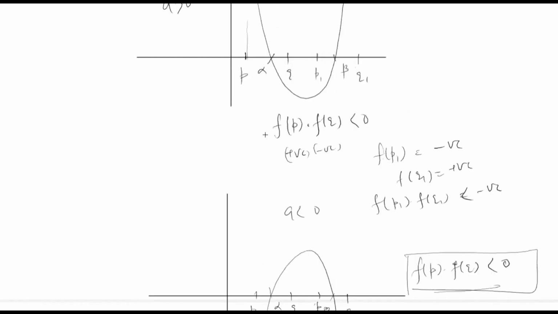In both the cases, if you want exactly one of the roots to lie between these numbers p and q, the product of f of p into f of q should be less than 0, and of course delta has to be greater than 0. Then only you will get two roots. Otherwise, there is no chance of getting two roots at all. Okay.